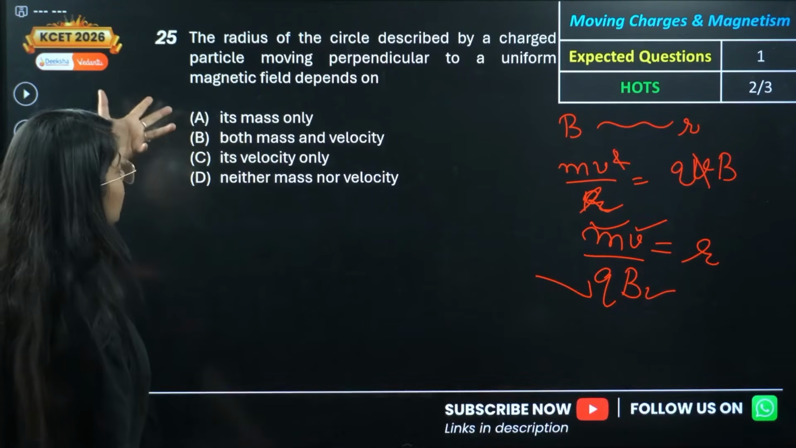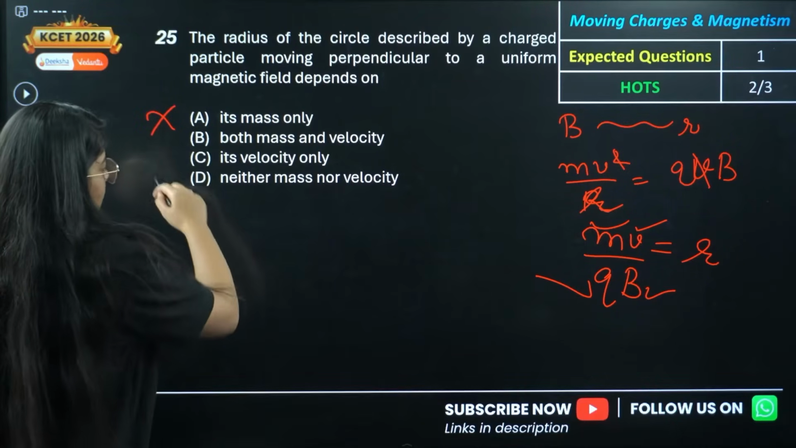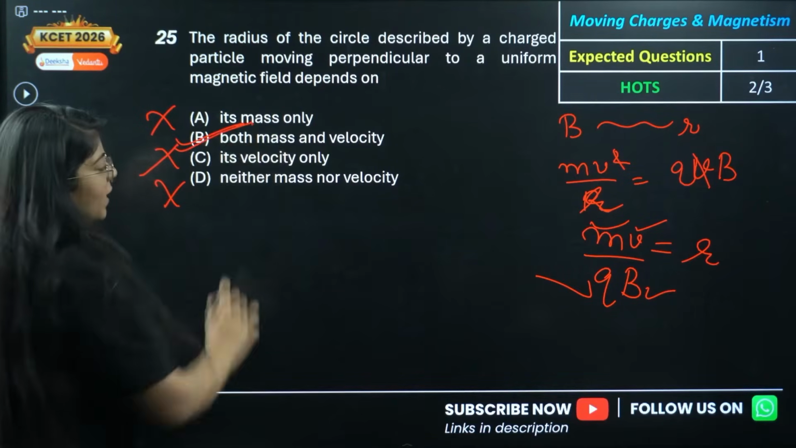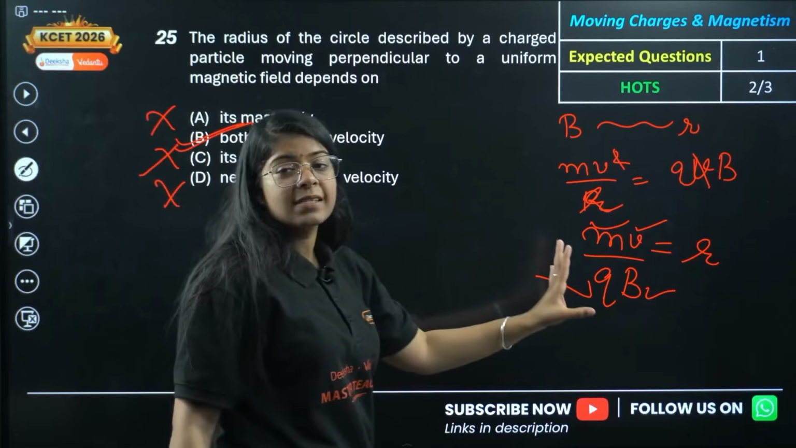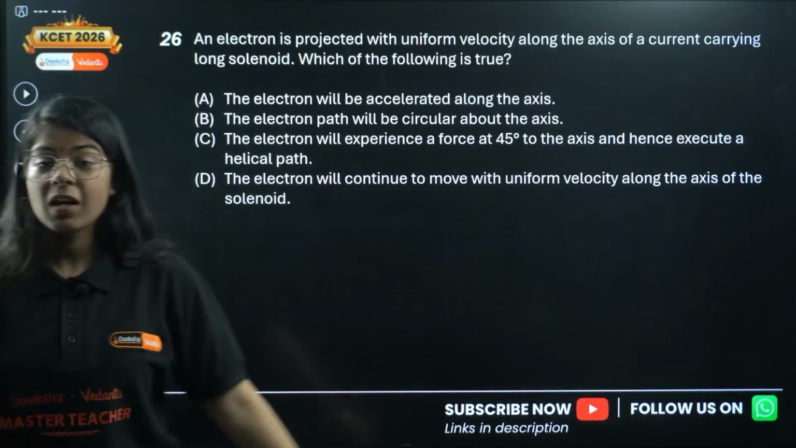Its mass? No, not on mass only. Both mass and velocity, correct. Its velocity only? No. Neither mass nor velocity? No. So, it is depending on both mass and velocity. Correct? Understood? Very easy. Okay.